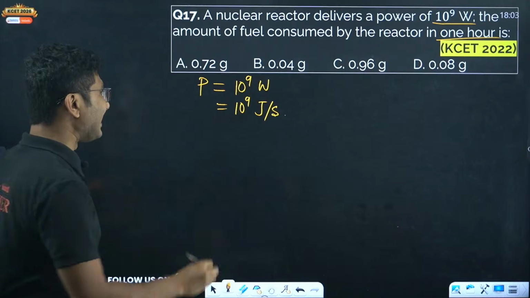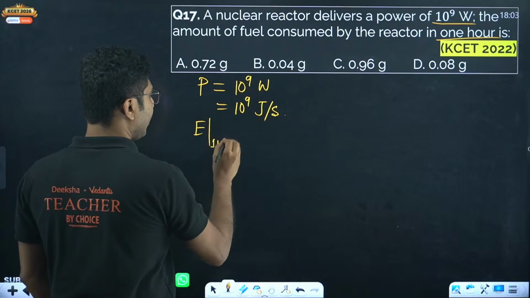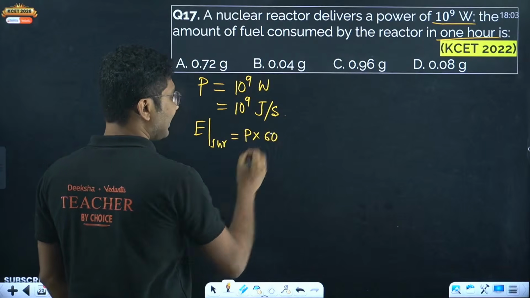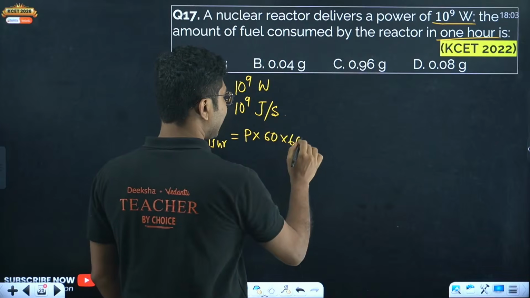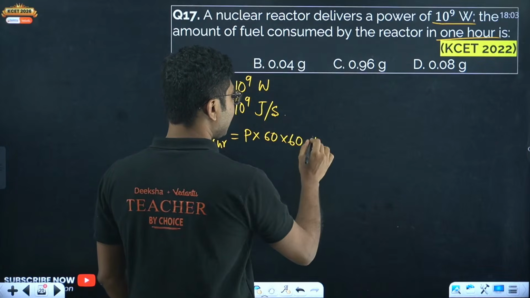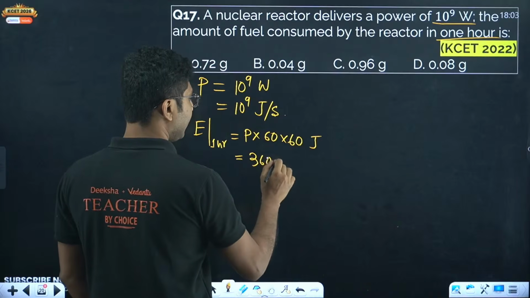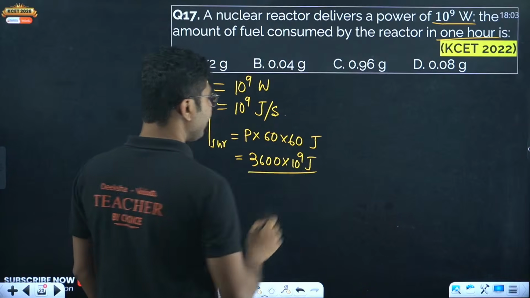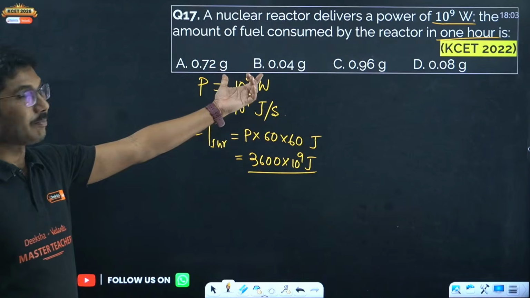So how much energy do you require in 1 hour? You require power times time. Time means 60 minutes times 60 seconds. So this much energy you require in joules. That means 3600 times 10 to the power of 9 joules of energy you require in 1 hour to get this much power.